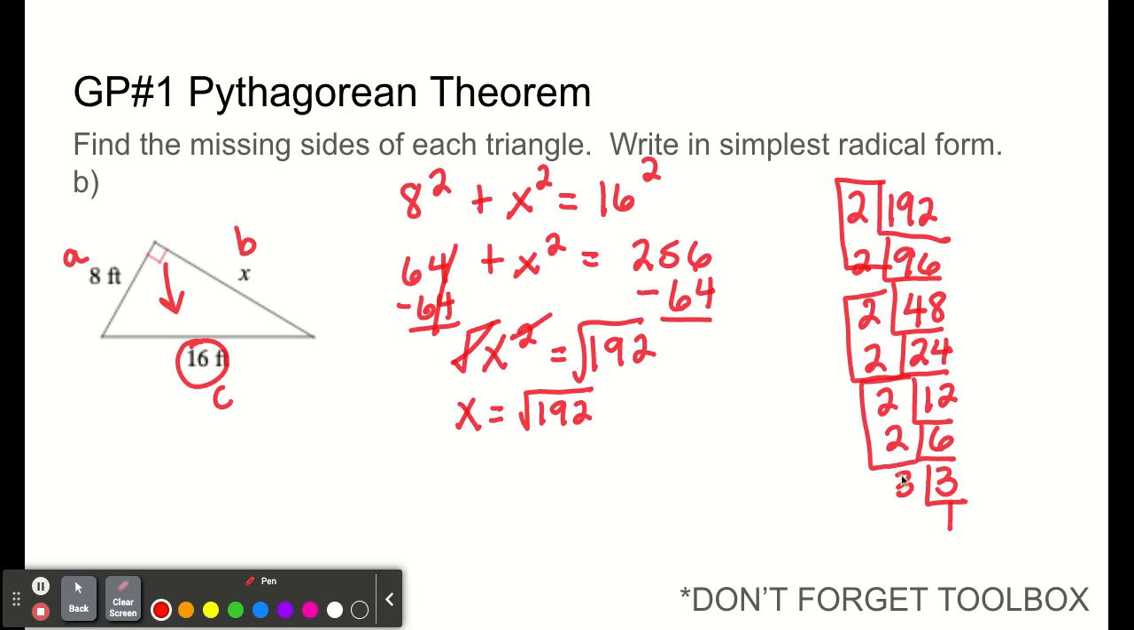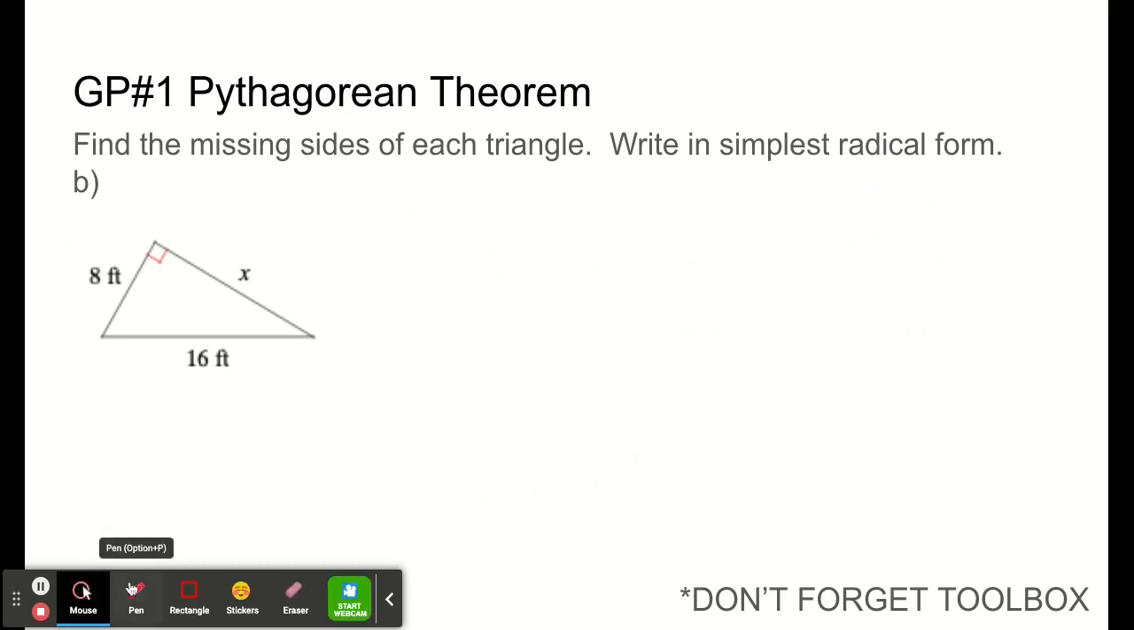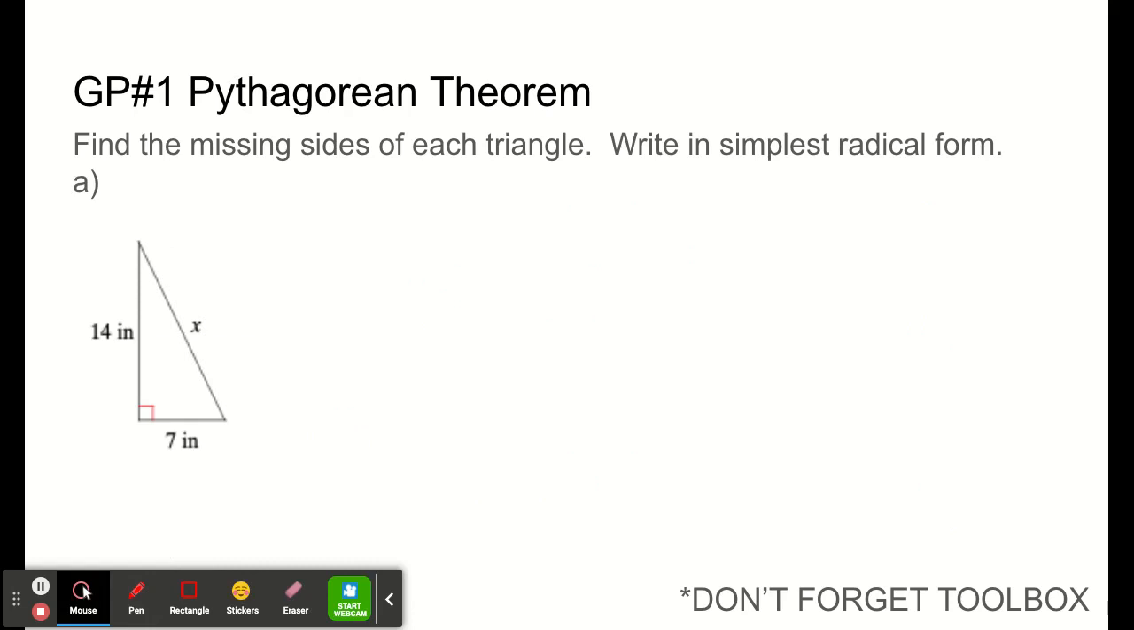So we have 3 pairs of 2's and a leftover 3. So this will be 2 times 2, which is 4, and 4 times 2, which is 8, with a leftover 3. So x is equal to 8 radical 3. And in this case, my units are feet. I left the units off that last slide. So for this one, for part A, it should have been inches. So please add your units to that last one.